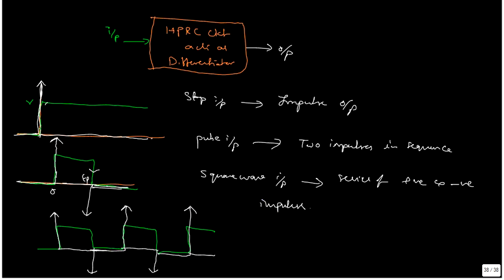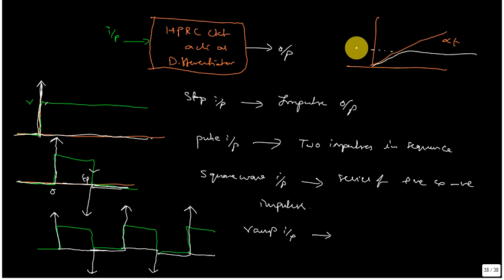And if you apply a ramp input, assume that the slope of the signal is alpha. If you apply a ramp input, then the output looks like this. The output is a step signal, and that step has a magnitude of alpha. That is, the slope of the ramp signal becomes the magnitude of the step signal output. So you will get a square wave of step outputs.